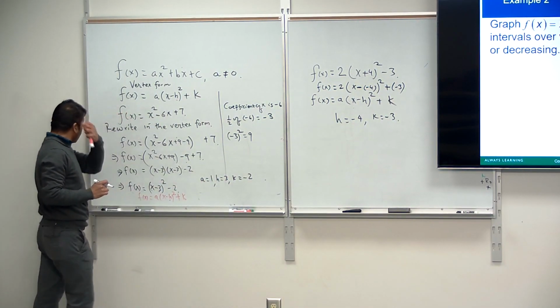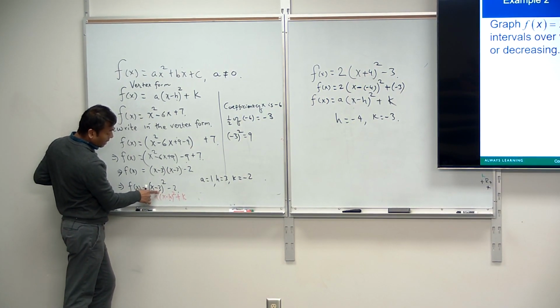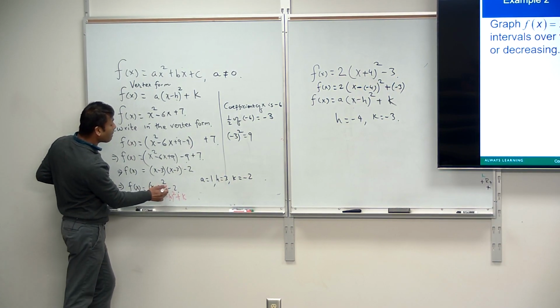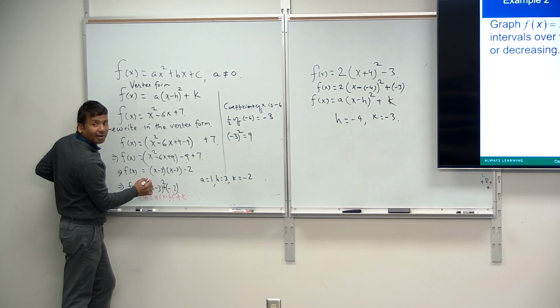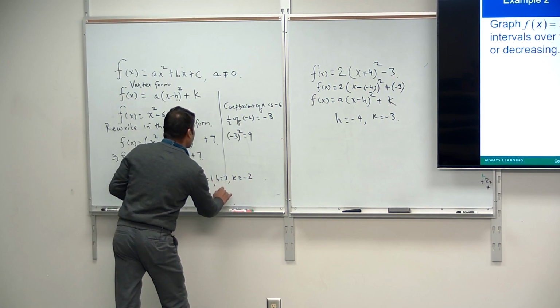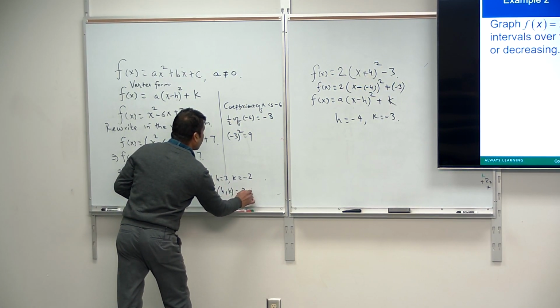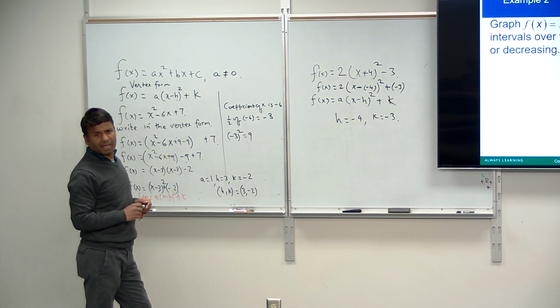So now here, if we compare this like x minus h squared, what is the value of h? 3. What is the value of k? Negative 2, because this is the same as plus times negative 2. Right? So now, what is the vertex? You got the vertex, right? The vertex is (3, negative 2). That makes sense?